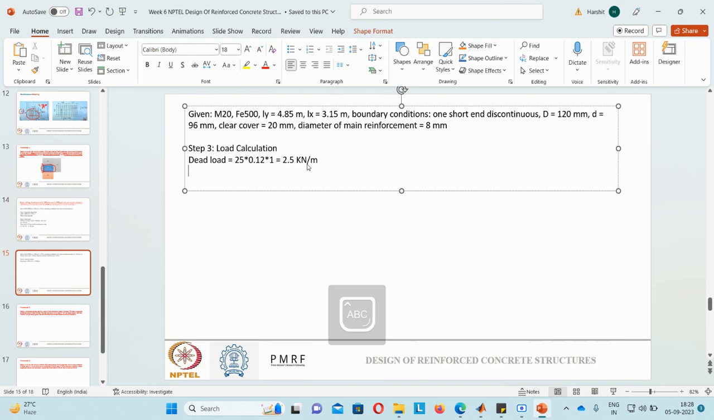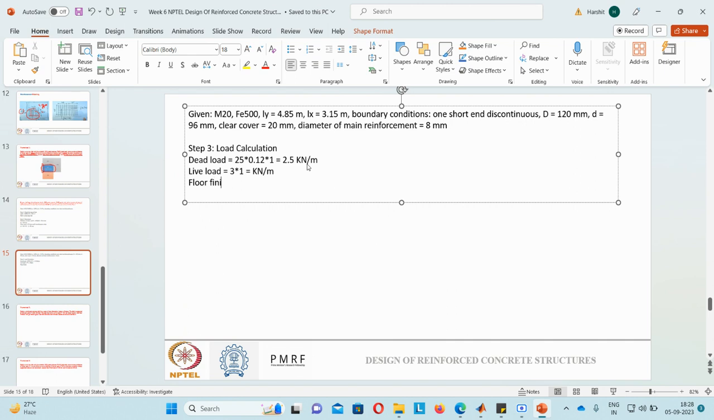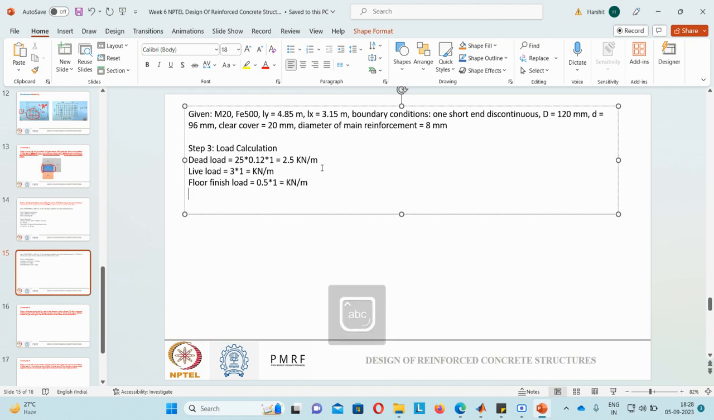Okay. Live load. So for office floors, as per IS 875 guidelines, it is 3 kilonewton per meter square. So 3 into 1, that is the width of our floor, so it will become 3 kilonewton per meter. Okay. Now one more load, floor finish, is given to us. Floor finish load is given as 0.5 kilonewton per meter square. So 0.5 into 1, it will become 0.5 kilonewton per meter.